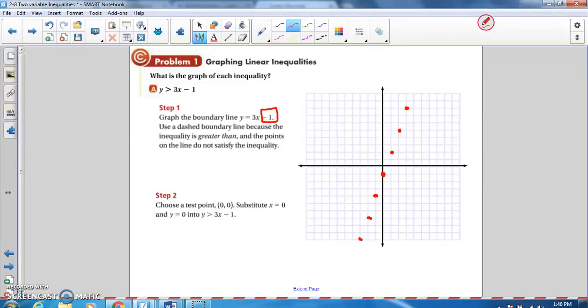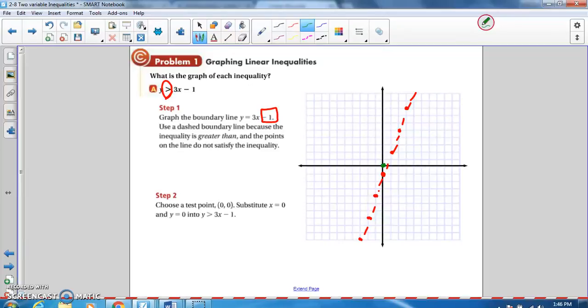And since the inequality in the original problem is just greater than, we are going to have a dotted boundary line instead of a solid boundary line, saying that all of the points that lie on the boundary line are not going to be included in the solution. So, we're going to choose a test point. We're going to choose (0, 0) as our test point.